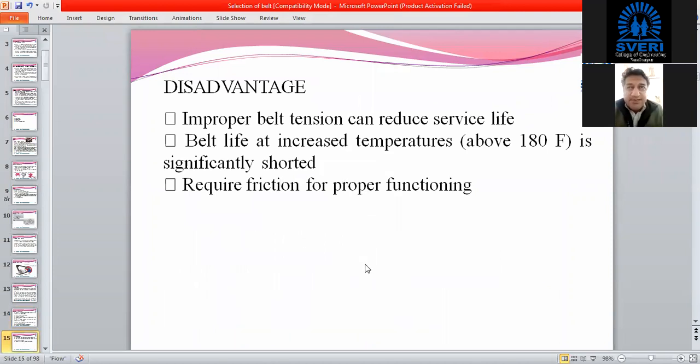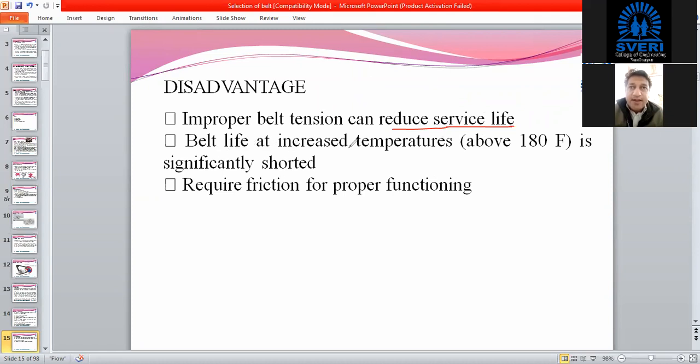Now disadvantages again. You can add one or two more disadvantages in this case. So the major disadvantages of these V belts are that improper belt tension can lead to a reduced service life. That is, if you do not keep proper tension in the V belt, if it increases or decreases, in both cases the duration for which we can use these V belts reduces. The life of the V belt will be reduced.